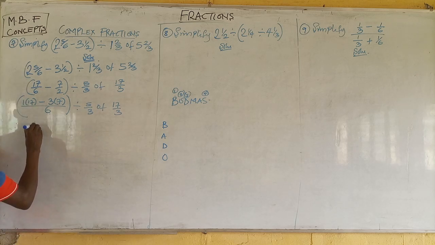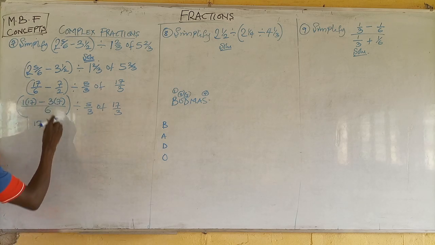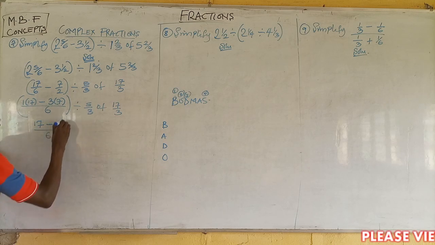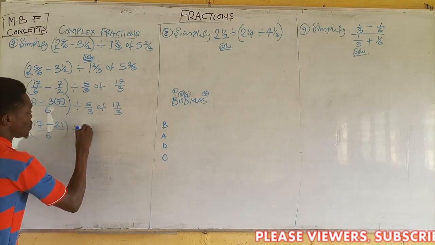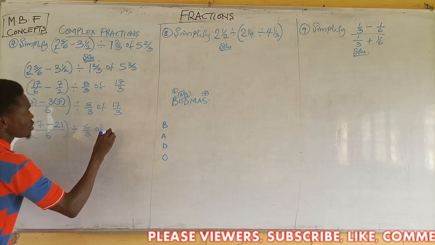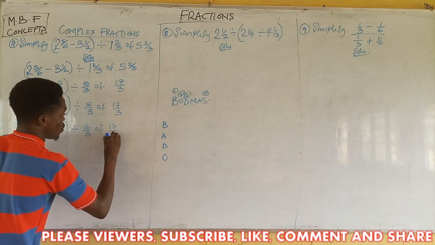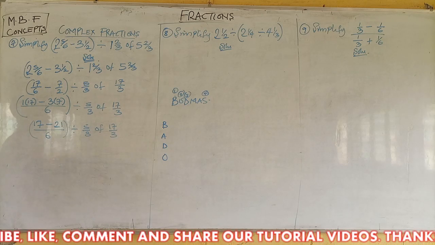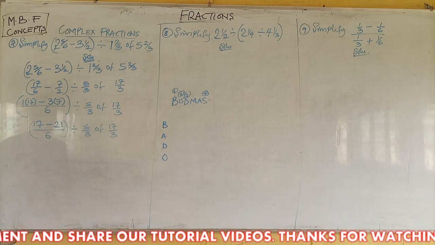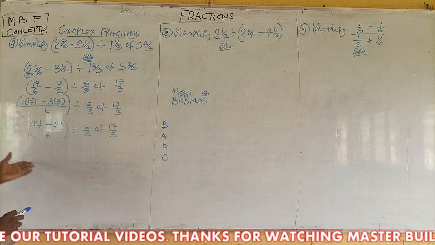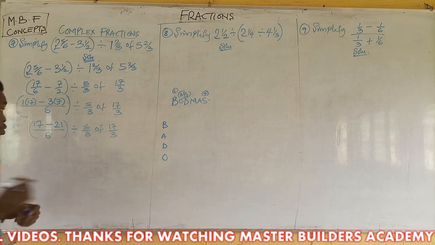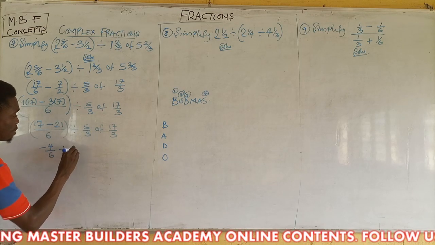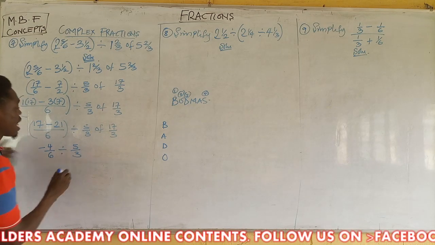Then what do we do here? 17 times 1, we are going to have 17, minus 3 times 7, that would have given us 21, all over 6. Then divided by 5/3 of 17/3. Then the next thing we do is to remove 21 from 17, guys, and that will give us a negative result. Anytime you remove a bigger number from a smaller number, you have a negative outcome. So this will have given us minus 4/6, divided by 5/3. And now we have removed the bracket.